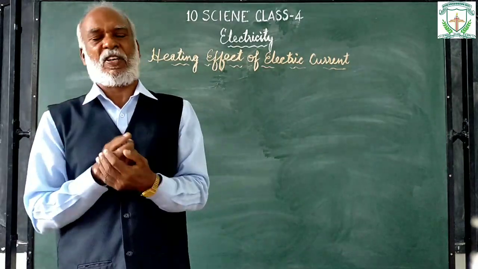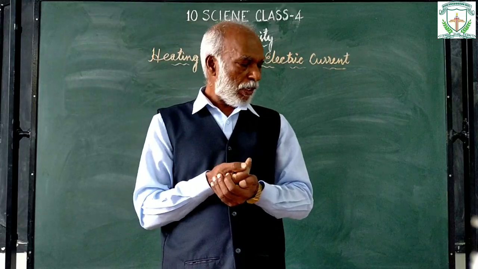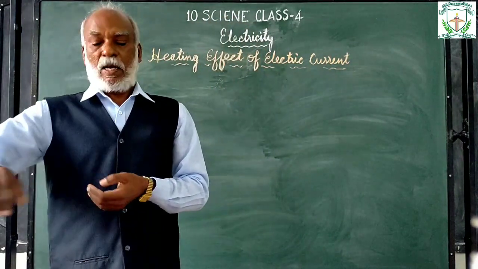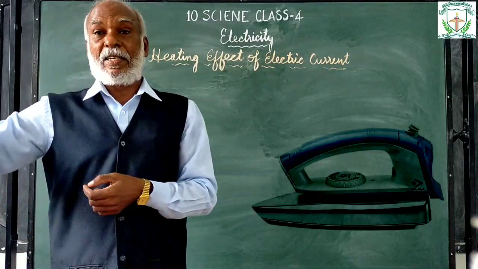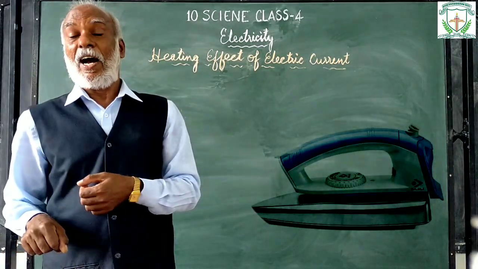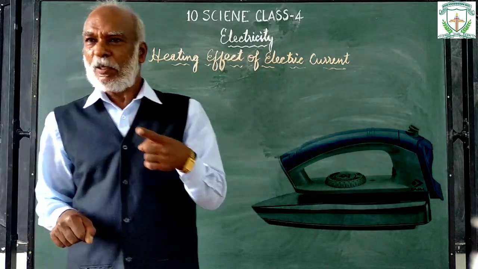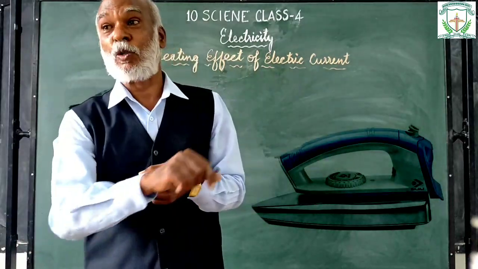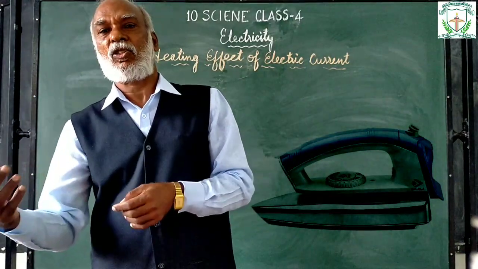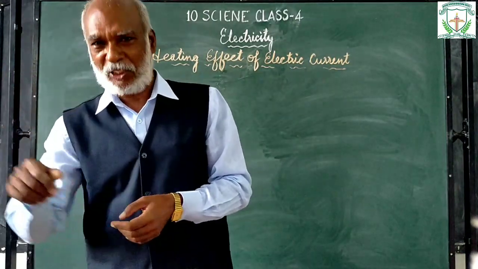We want that. Say for example, electrical appliances like electric iron. What is it used for? To press your clothes. So the iron should get heated. Instead, if it is giving light, it's of no use. It should get heated.